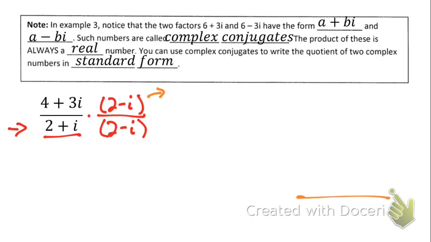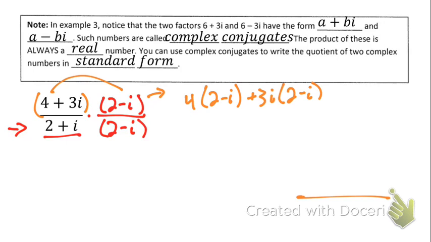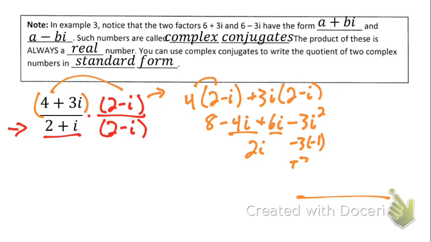I'm going to put my final answer down here. But this is going to be 4, since this is 4 plus 3i. 4 times 2 minus i plus 3i times 2 minus i. That's going to be 8 minus 4i plus 6i minus 3i squared. So that's 2i, I know that. And this would be negative 3 times negative 1, so it'd be plus 3. 8 plus 3 is 11, so 11 plus 2i. Don't forget, I got the 11 from 8 plus 3. And that's my numerator. Great.